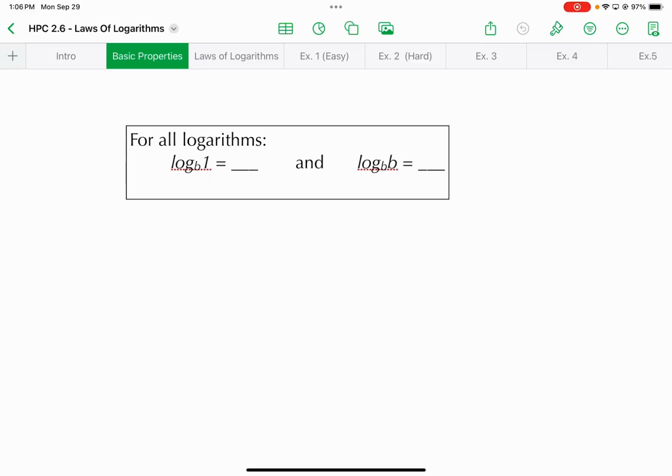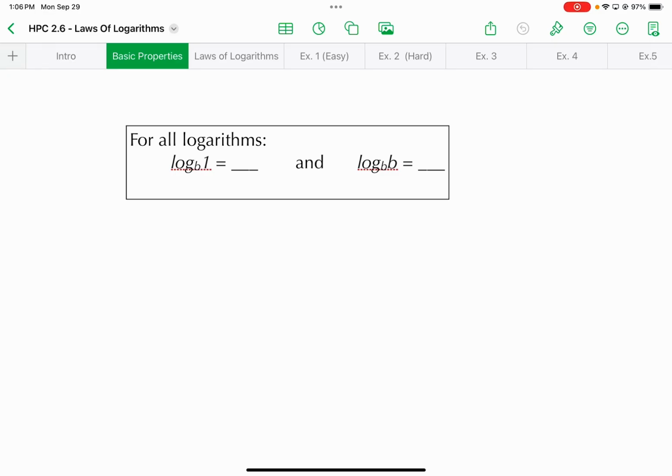First of all, for all logarithms, what would log base b of 1 be? Remember, a big thing you have to keep in your mind is that a logarithm is equal to what? What does the right side of that equation represent when you have a log equals something? The exponent. A log is equal to an exponent. A log tells me what exponent I need to use.